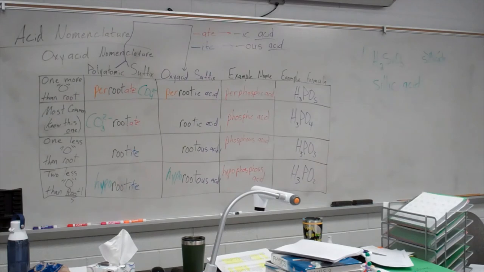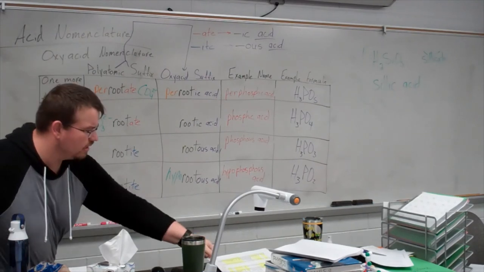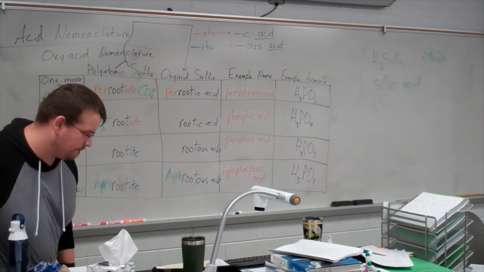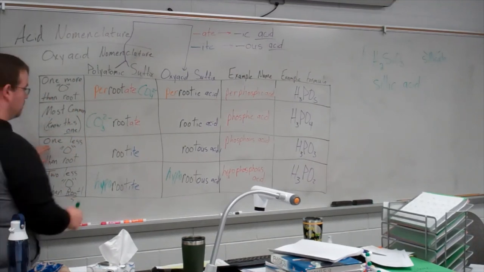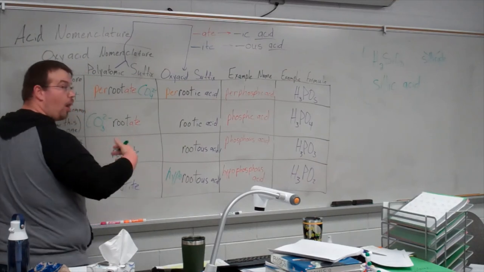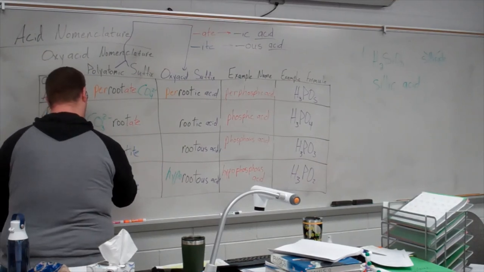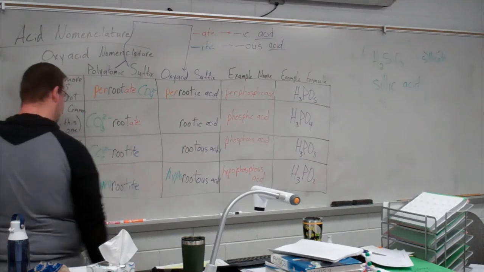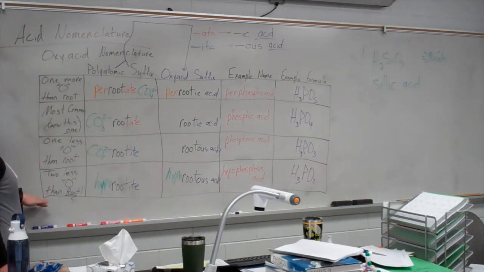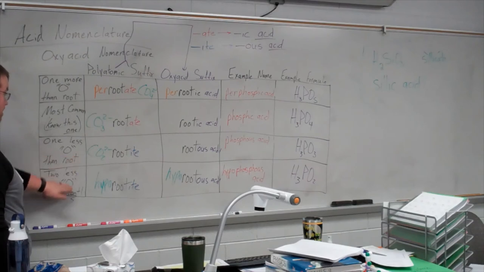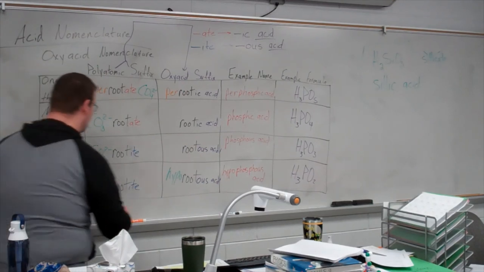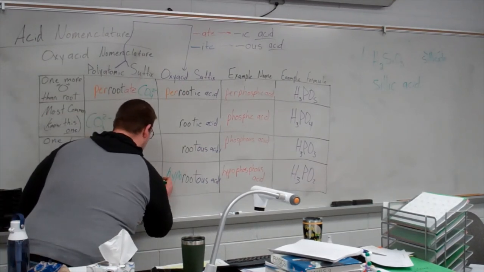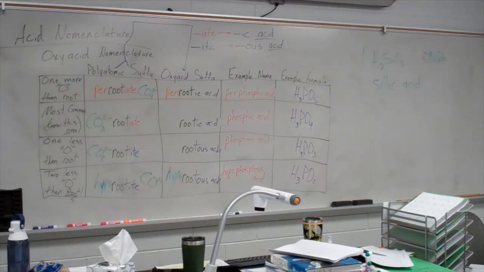The only thing that changes is permanganate and manganate, I think. What about the other things? Here we put CO2, 2 negative. So root ite would be carbonite. CO2, 2 negative. Two less oxygens than the root. This is the root. Hypo root ite, so hypocarbonite, CO2 negative. Okay. I kind of get that.